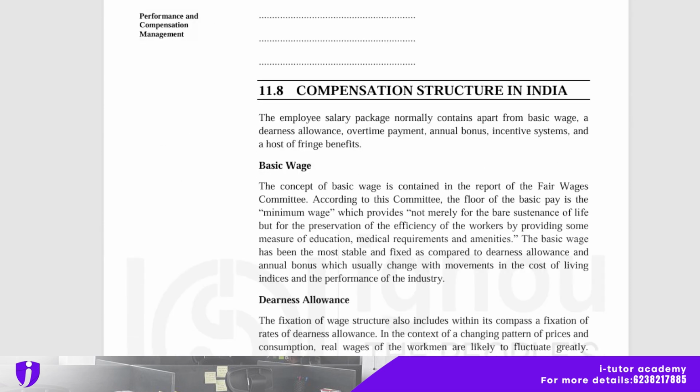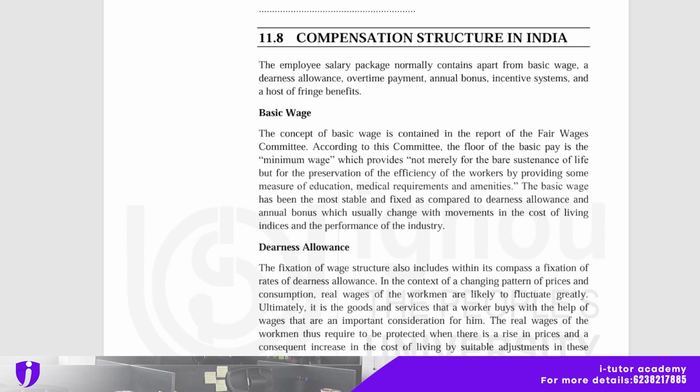And next is the compensation structure in India. Their employee salary package normally contains, apart from basic wage, a dearness allowance, overtime payment, annual bonus, incentive system, and a host of fringe benefits. The basic wage. The concept of basic wage is contained in the report of the Fair Wage Committee. According to this committee, the floor of the basic pay is the minimum wage, which provides not merely for the bare sustenance of life but for the preservation of the efficiency of the workers by providing some measures of education, medical requirements, and amenities.